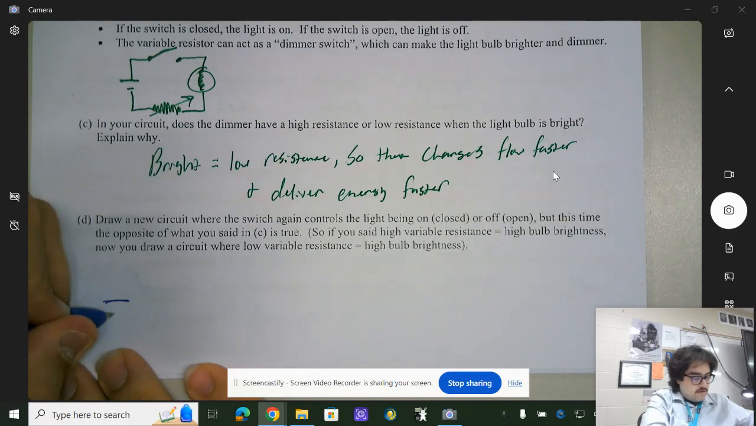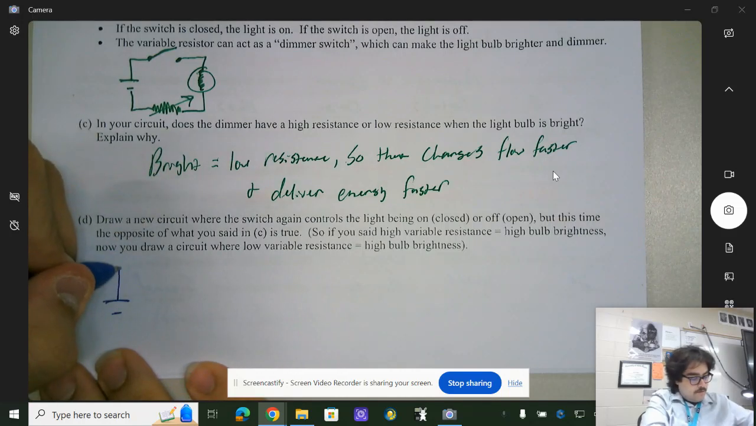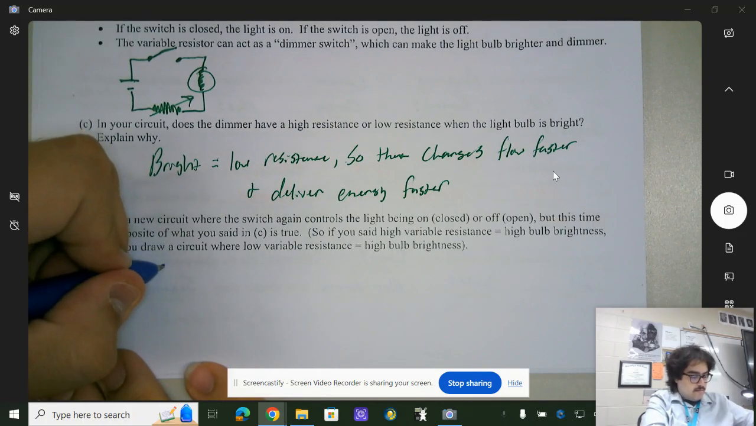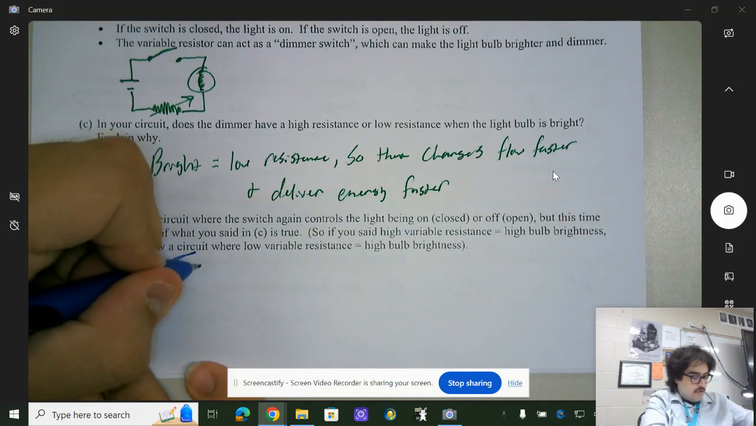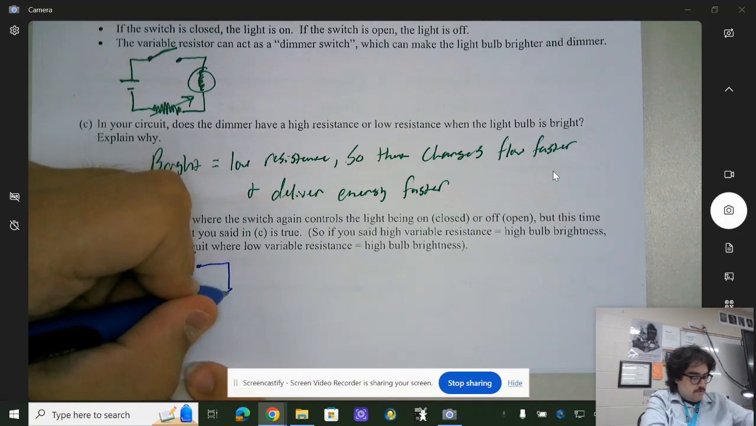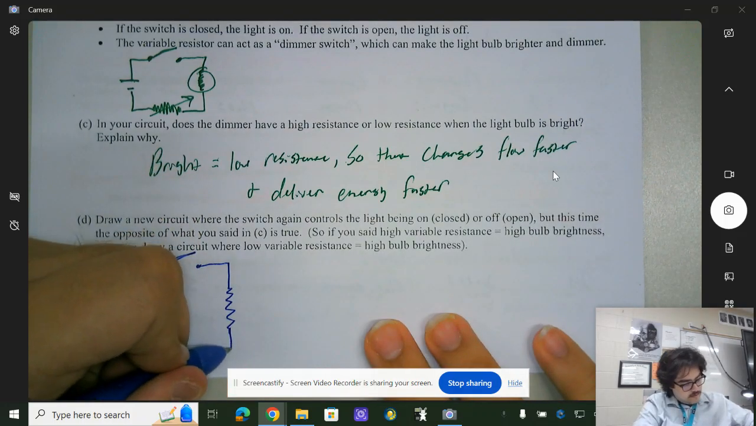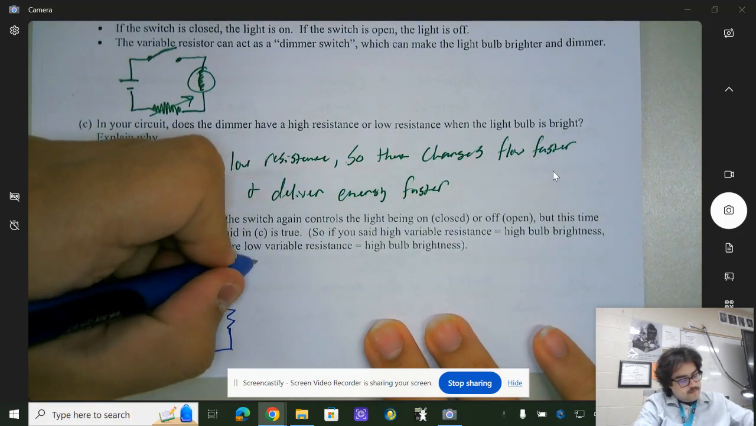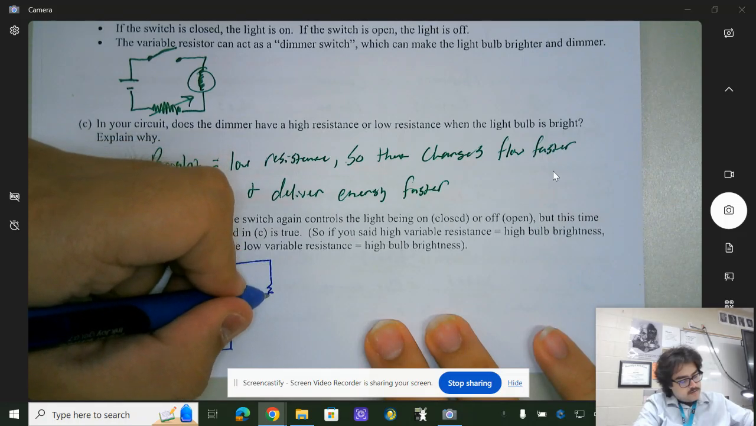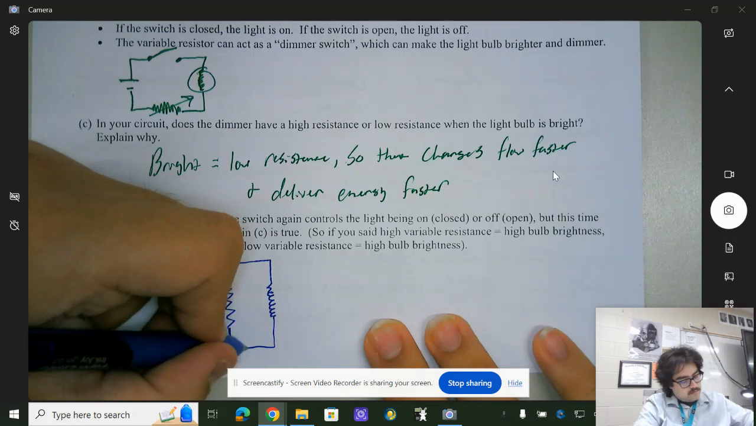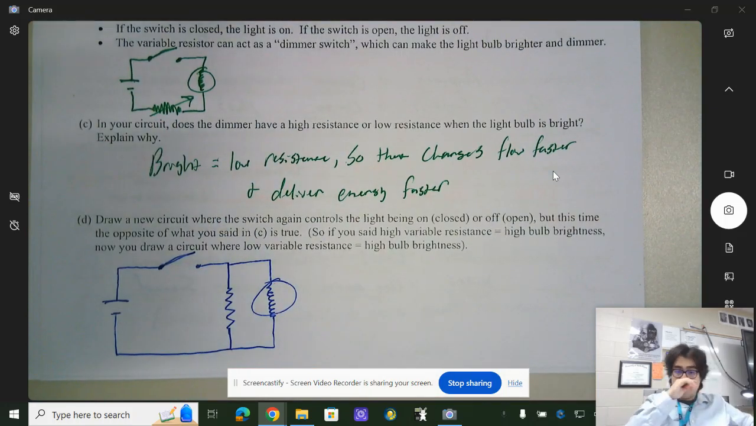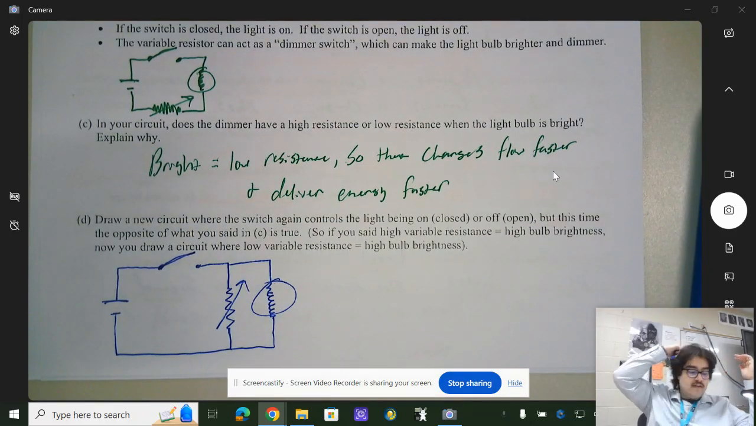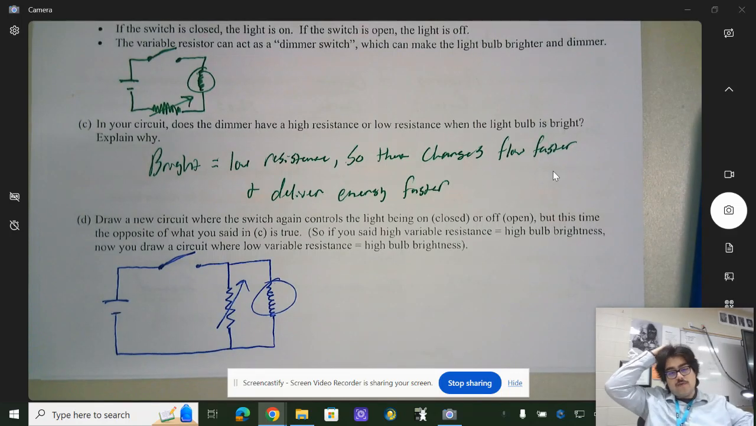Here's my battery. Boom, boom. I meant to draw my switch here. I'll just make it a kind of large circuit. Boom, boom. Here's my resistor. Draw that back to the battery. And then we have the light bulb in another branch. Boom. Okay, there you go. And this is a variable resistor. So when you have this now, here's what's going to happen.